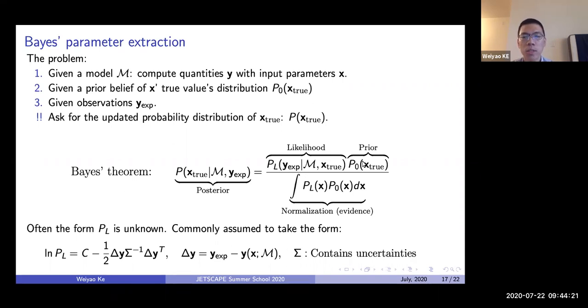As introduced yesterday, this likelihood function is often very complicated unless you have a very simple process or model. So the likelihood function is often assumed to take a multivariate Gaussian form. If you take the log of it, it contains a constant normalization part and a quadratic form. Delta y measures the discrepancy between the experiments and your model prediction at a certain parameter point. And sigma is the uncertainty covariance matrix, including both theoretical and experimental uncertainties.